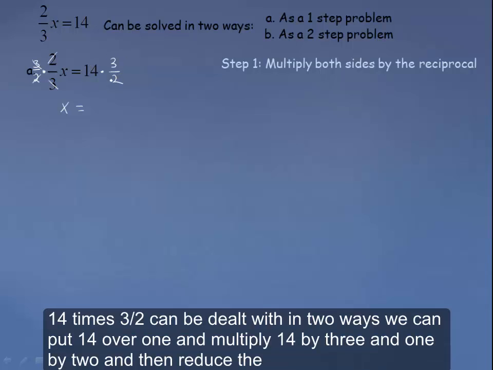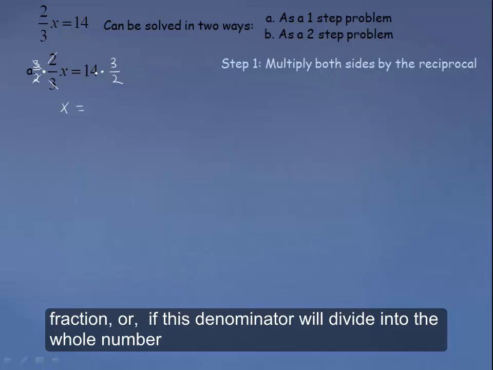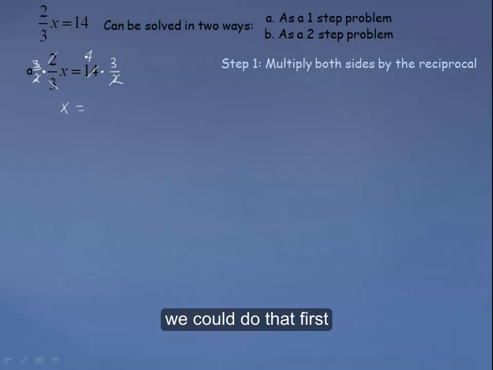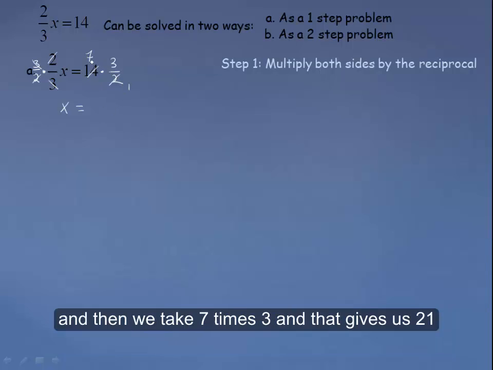14 times 3/2 can be dealt with in two ways. We can put 14 over 1 and multiply 14 by 3 and 1 by 2 and then reduce the fraction. Or if this denominator will divide into the whole number, we can do that first. And then we take 7 times 3, and that gives us 21.